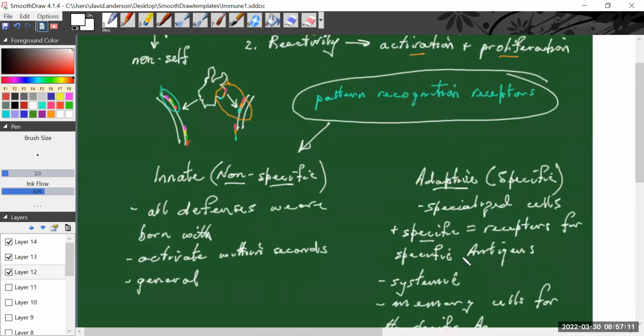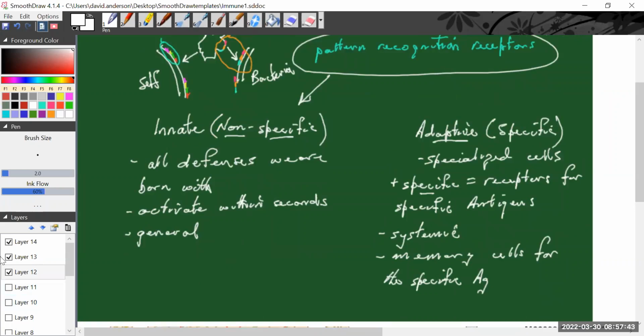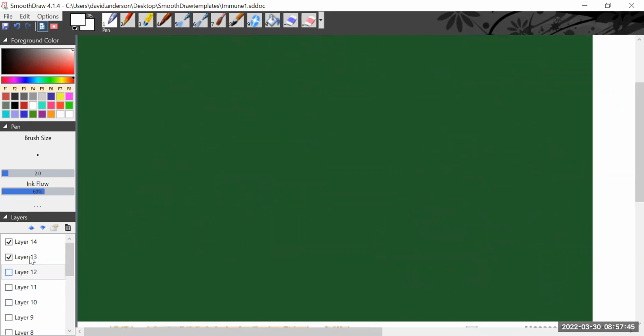So if we go back up to this picture and we say that this is a virus infected cell or a bacteria, and this one over here was self, what's going to happen in the adaptive immune system is that at the end of activation and proliferation, we're going to have memory. So we're going to have new cells, a larger number now of cells that will be ready for a second or a third or a fourth exposure. And we'll reinforce that when we look at the specific immune system in a little bit more detail.